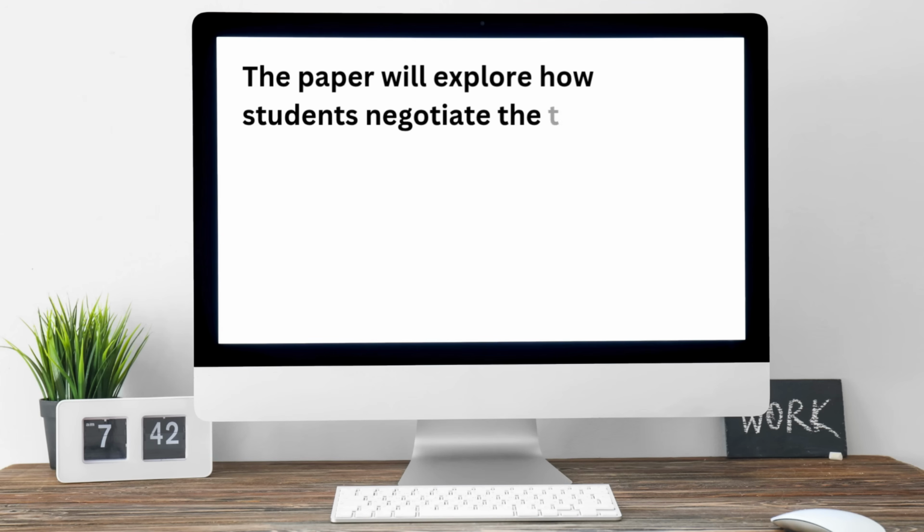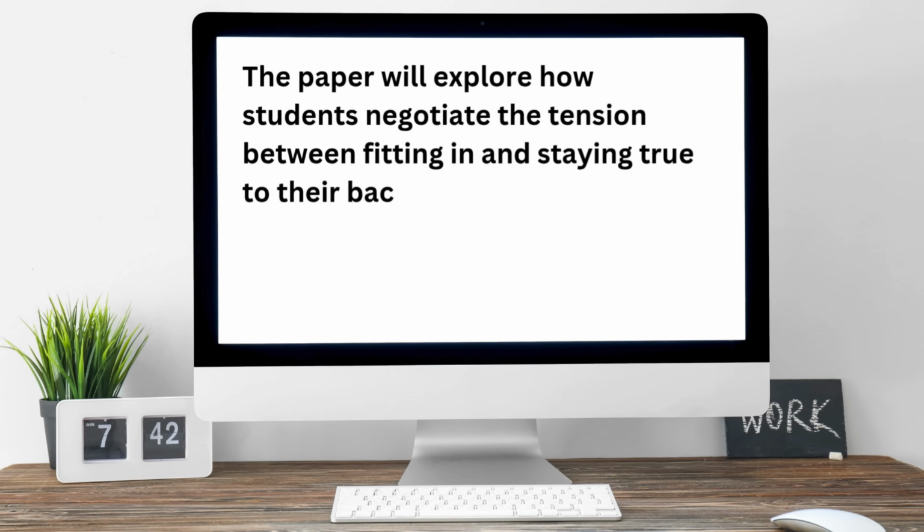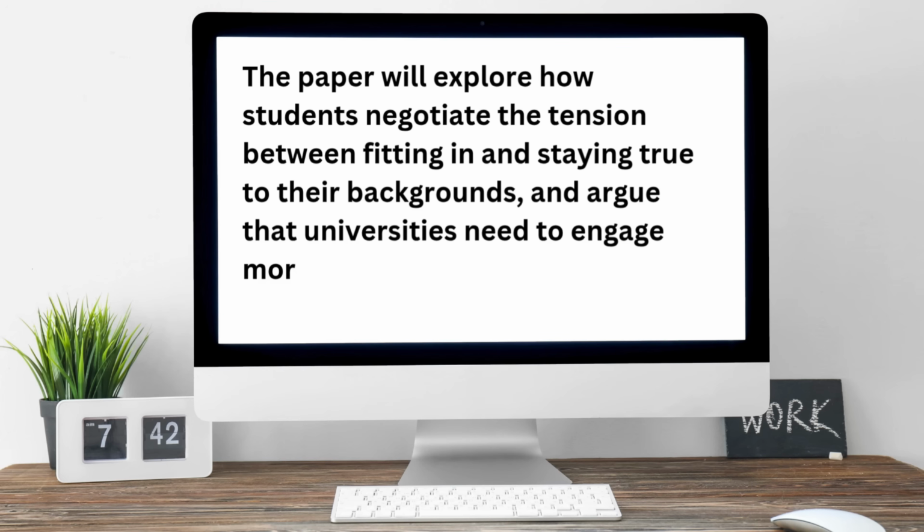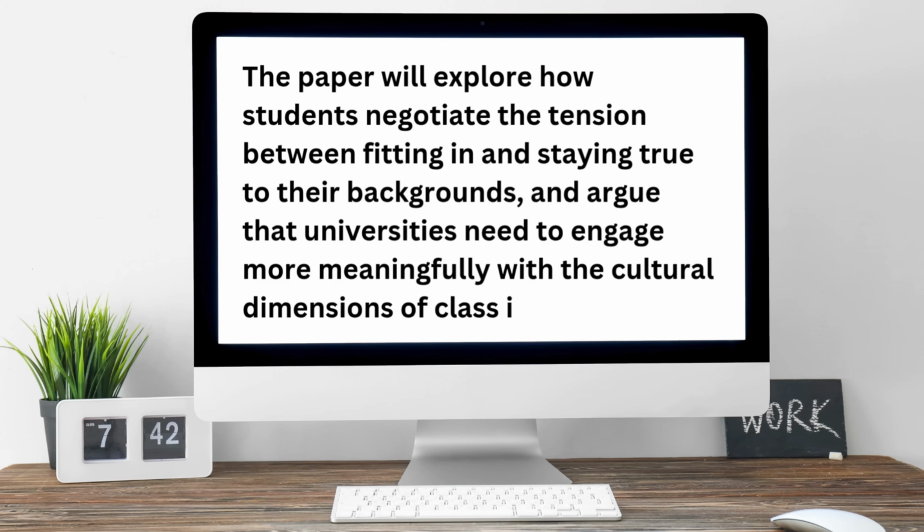Here's an example. This paper will explore how students negotiate the tension between fitting in and staying true to their backgrounds, and argue that universities need to engage more meaningfully with the cultural dimensions of class inclusion. And if you don't have findings yet, you can just say what your talk is going to focus on. A debate, an emerging theme, a conceptual issue. Just make sure that the organisers know what to expect.